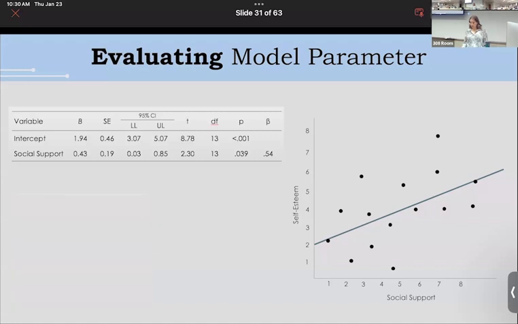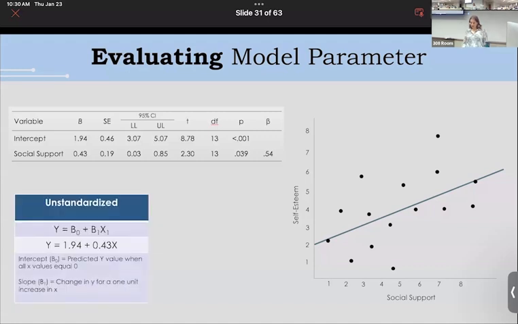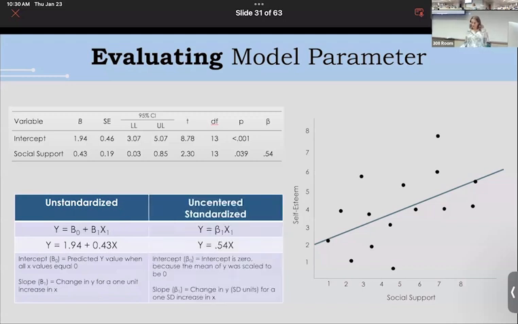So here we go, here are the two equations. Here's unstandardized, 1.94 plus 0.43, and here's the standardized equation, 0.54, just the beta. I'm going to give you a best practice for how we write this, because one of the confusing things becomes, when do I use which? For interpretation and for writing up that this was significant, we usually use the beta.